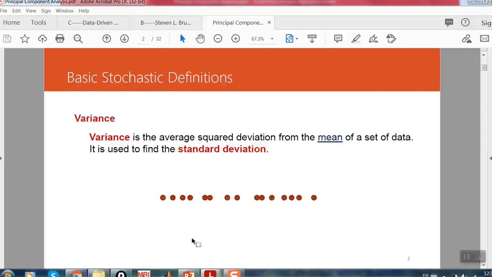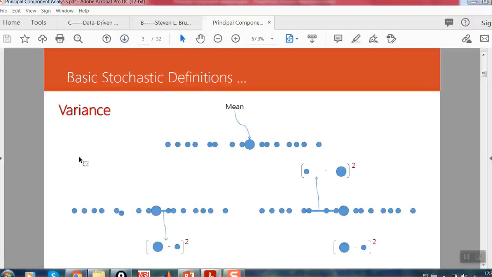variance. If these red dots are our data, as you studied and learned before, we can calculate the mean of this data. We sum all of them and then divide by n, and we call it the mean of the data. Now we want to calculate the variance of this data. You learned the variance too, but at this moment we want to review these definitions.